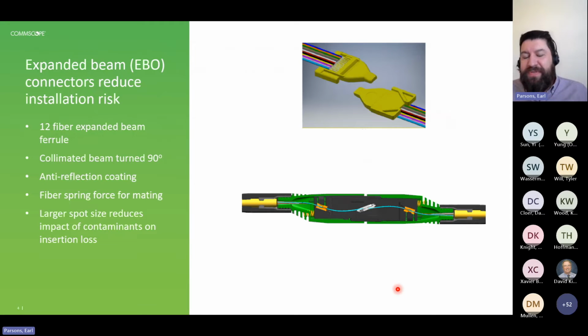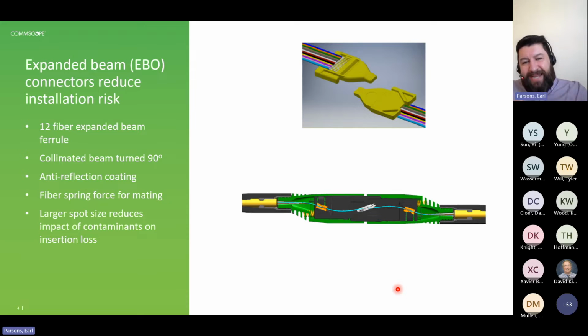Here are a couple pictures from my co-authors from 3M of these expanded beam connectors. These particular ones have a 12 fiber ferrule. So we have a 12 fiber ribbon coming in. There is a prism with some lensing on it that takes the light from the fiber, turns it 90 degrees, collimates it before it gets to the end face. And on the end face, we also have an anti-reflection coating. So we have good return loss for these connectors.